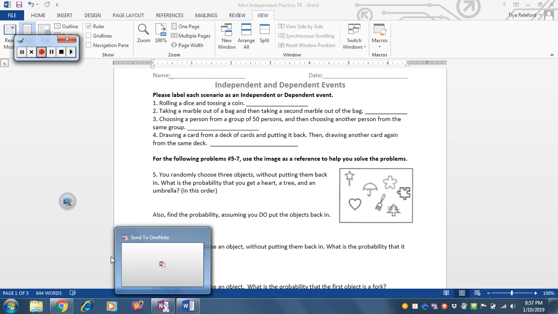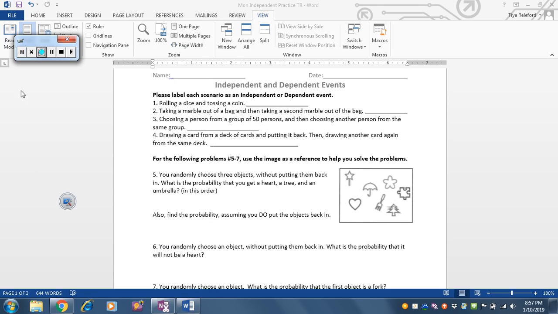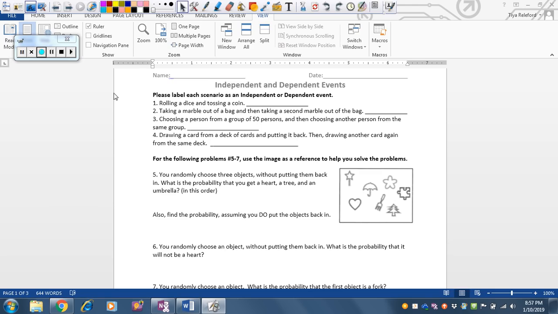Okay, number 1, well, 1 through 4, it just wants you to decide if it's an independent event or a dependent event. So if the first thing happening affects the second. So number 1 says rolling a dice and tossing a coin.